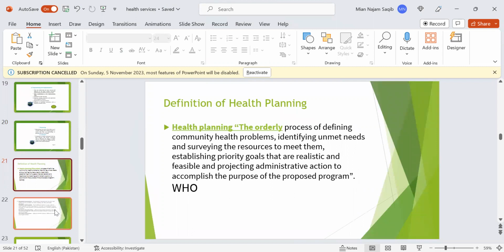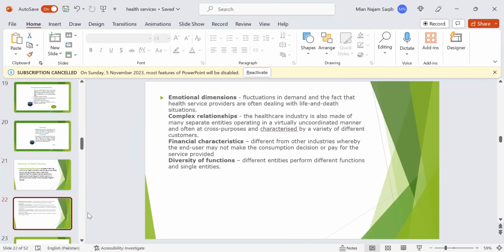Definition of health planning by WHO: the orderly process of defining community health problems, identifying unmet needs, surveying the resources to meet them, establishing priority goals that are realistic and feasible, and projecting administrative action to accomplish the purpose of the proposed program.